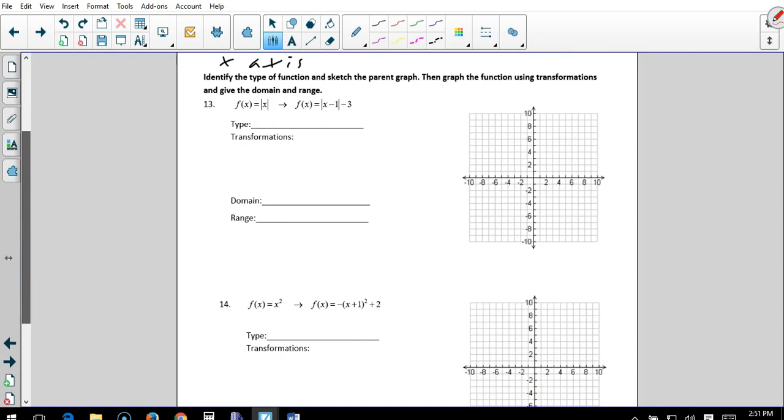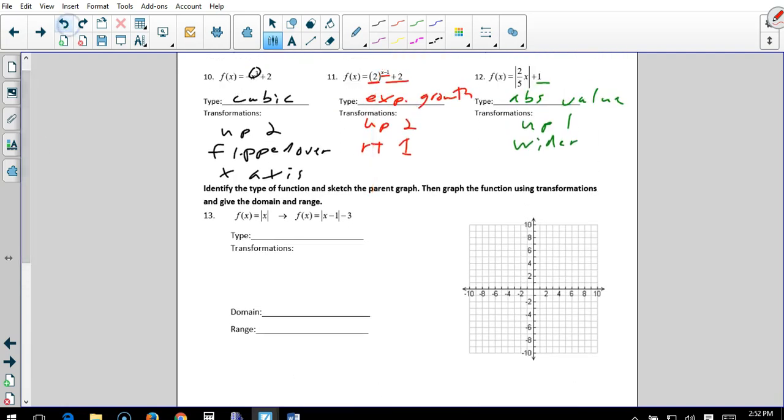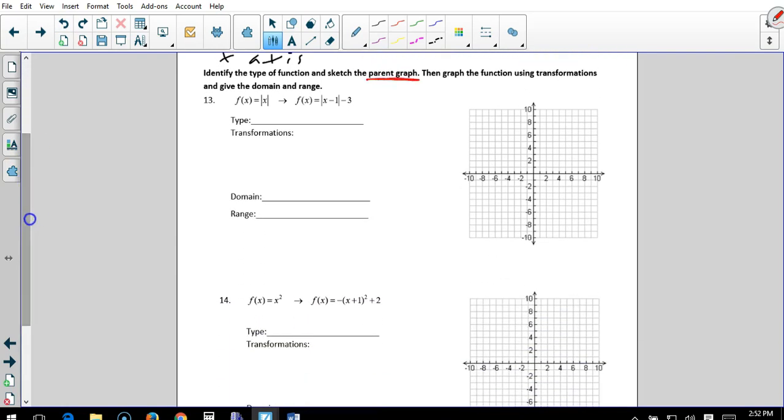Moving on. Identify the type of function and sketch the parent graph, then graph the function using transformations and give the domain and range. Please remember, graph the parent graph, then graph after the transformation. Do both. So, type, absolute value. If you don't remember, absolute value starts at 0, 0, and goes diagonally up both directions. If you need points, go ahead and use your graphing calculator.